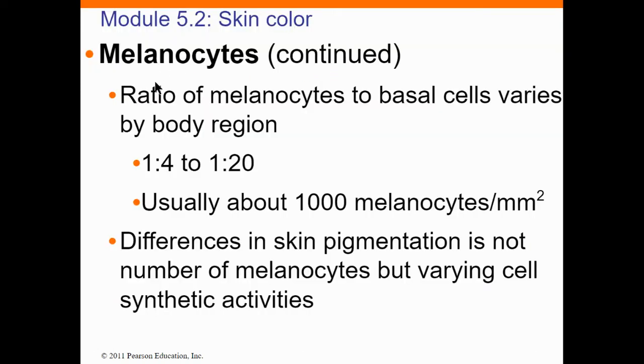The melanocyte ratio is about 1:4 to 1:20, and it changes throughout different body parts. You might notice that the palms of your hands and soles of your feet are not as dark as other parts of your body. Again, everyone has the same number of melanocytes. It's just the amount of melanin that's produced and how far up in the epidermal layers it goes. But we all pretty much have the same number of melanocytes.